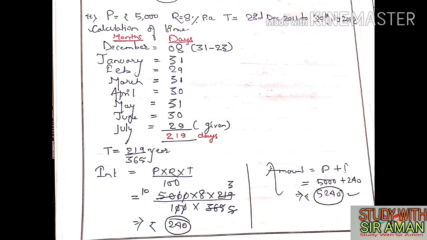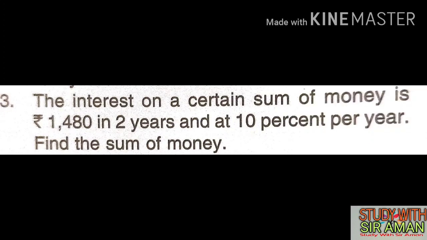How to convert days? Time is equal to 219 by 365. You have to check. In February I have written 29 because it is a leap year. After this put the values in P into R into T by 100, do the calculation, your answer will come. In this question you only have to see how to calculate the time. You have to learn this new thing. Two dates are given, 23 and 29. So the 23rd you subtract here and the 29th you are giving back. Check it nicely.